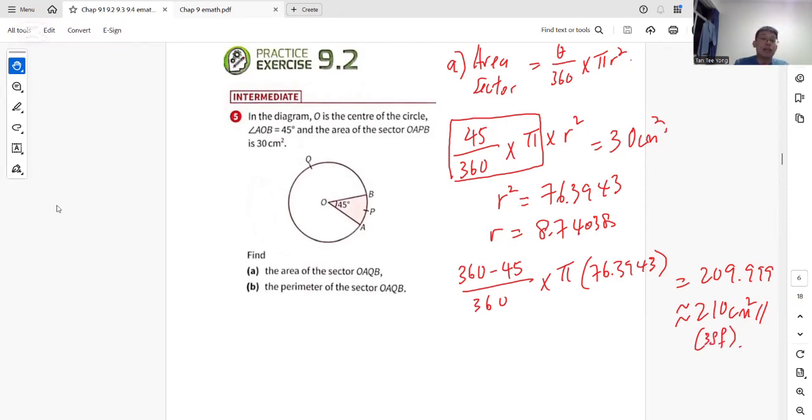Now part B, the black ink on the left. The perimeter of sector OAQB. Of course we need the radius, and we have to find the arc. So what is the arc? Same thing: 360 minus 45 over 360 times 2 pi times r now.